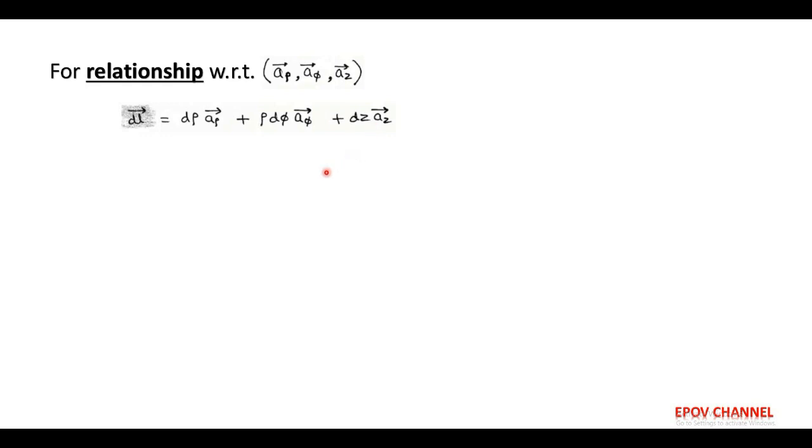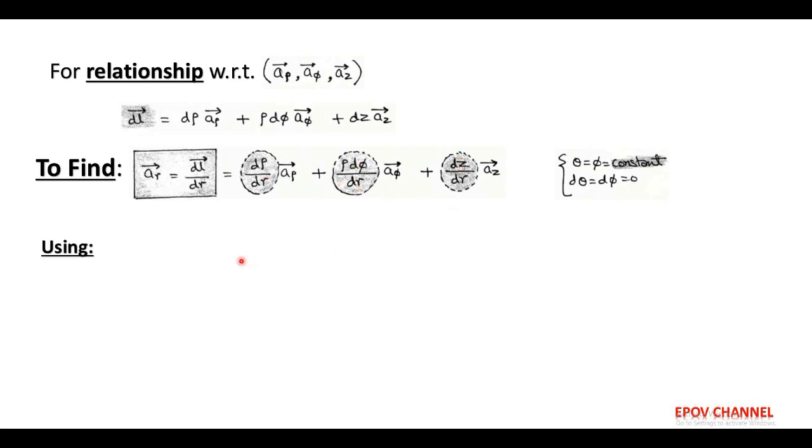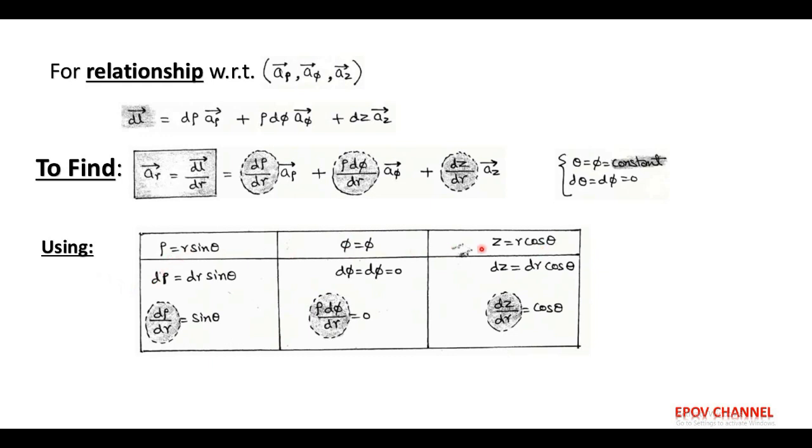So first we take unit vector r equals dl vector upon dr. This is obtained after taking theta and phi as constant, or d theta and d phi equals 0. Now putting dl vector of the cylindrical coordinate system, unit vector r becomes d rho upon dr unit vector rho plus rho d phi upon dr unit vector phi plus dz upon dr unit vector z. Now to find the magnitude terms, that is d rho upon dr, rho d phi upon dr and dz upon dr, we use the relationship between the spherical and cylindrical coordinate systems, that is rho equals r sin theta, phi equals phi, and z equals r cos theta.